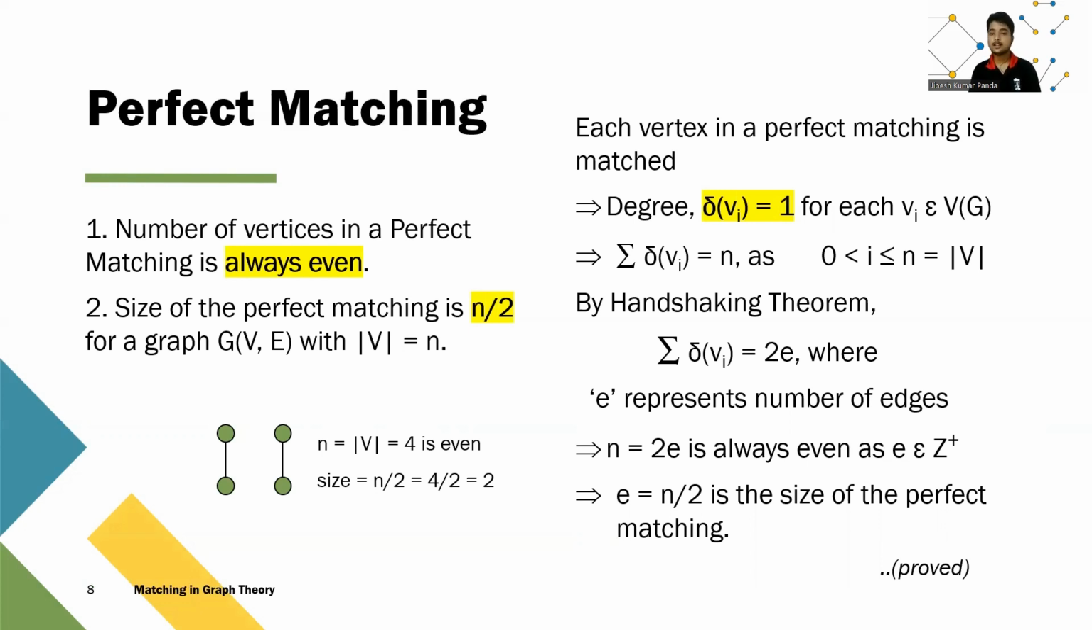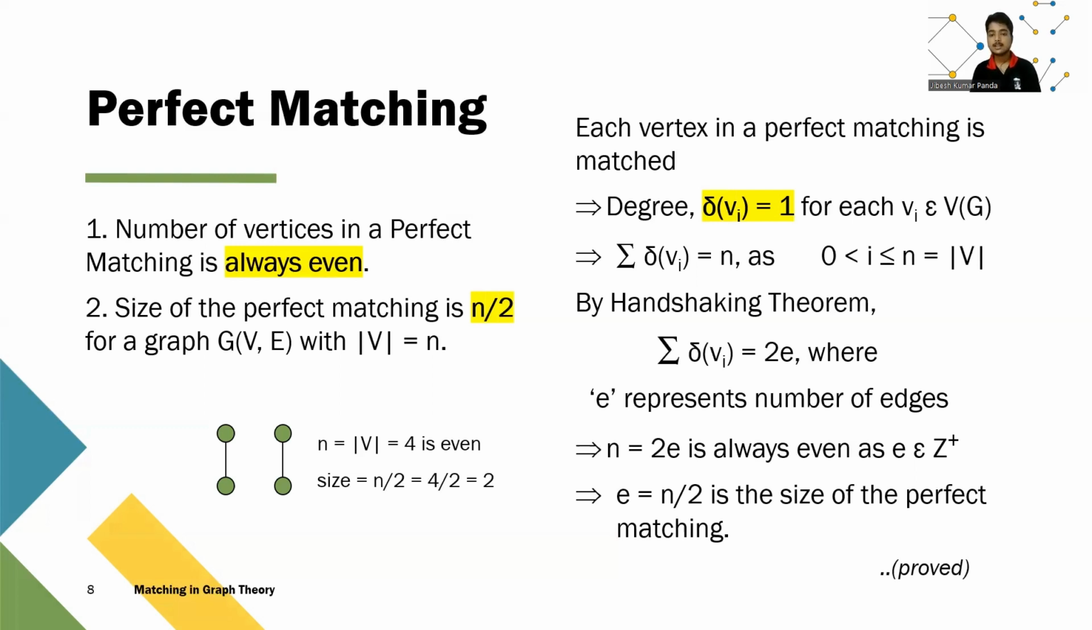Here we have illustrated that each vertex in a perfect matching is matched according to our definition. So degree should be equal to 1 for each of them. And consequently, the degree sum of the graph will be equal to n, where n represents the number of vertices. Before, we have the handshaking theorem, where we say that the degree sum is equal to twice the number of edges. Means the degree sum is always even.